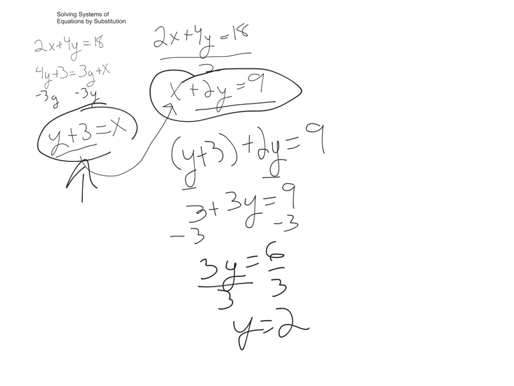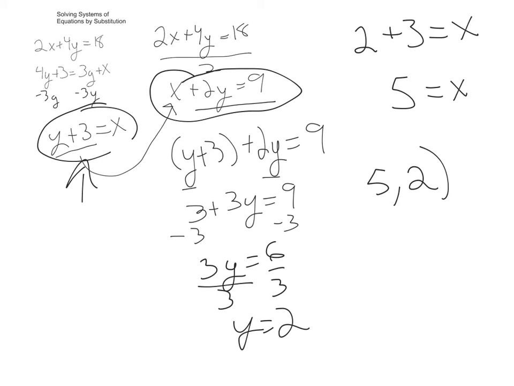So we'd write, instead of y, we'd write 2 plus 3 equals x. 2 plus 3 is 5, so 5 equals x. So our solution to this system is 5, 2. So we're finding the same thing. We're finding the point of intersection between these two lines. We're just doing it algebraically rather than graphically.